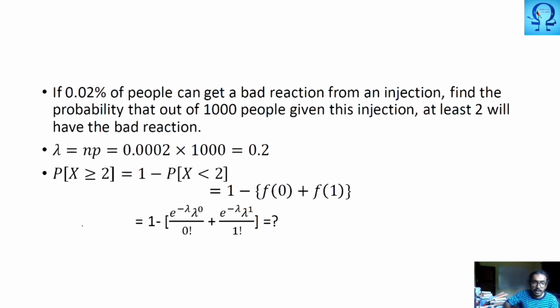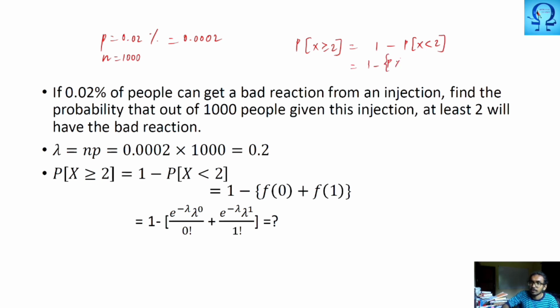And here, it is given that 0.02 percent of the people can get a bad reaction from an injection. Find the probability that out of 1,000 people given this injection, at least 2 will have the bad reaction. Here our probability p value is 0.02 percent, which means 0.0002, and n value is 1,000. So at least 2 means probability of x greater than or equal to 2, which is 1 minus probability of x less than 2. We can write it like this as well: 1 minus the sum of probability of x equals 0 and probability of x equals 1.